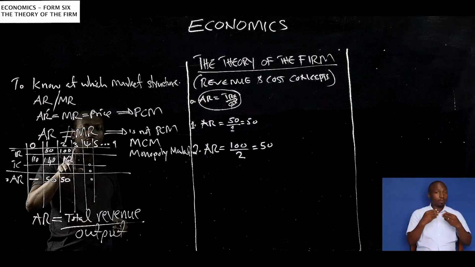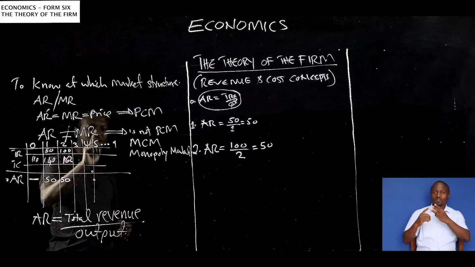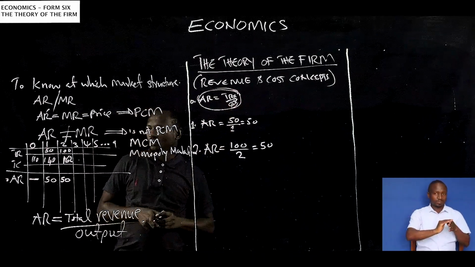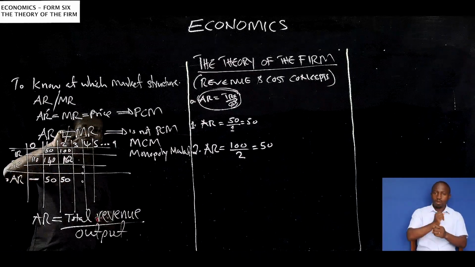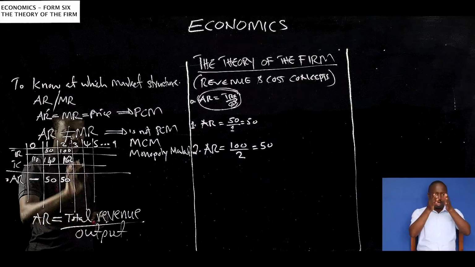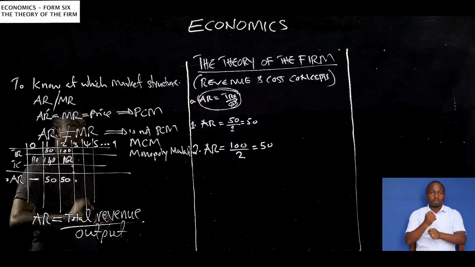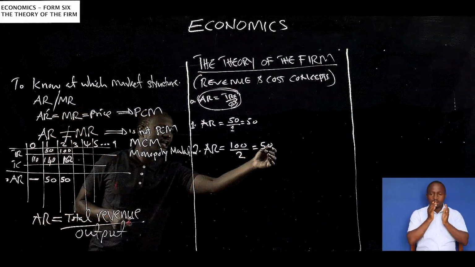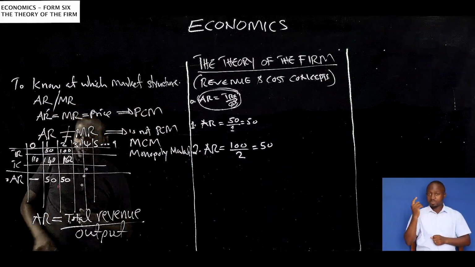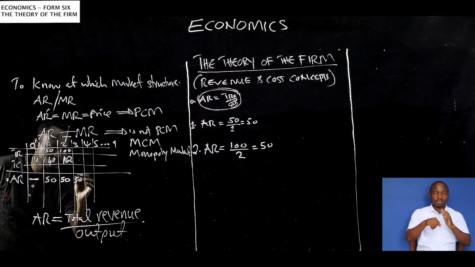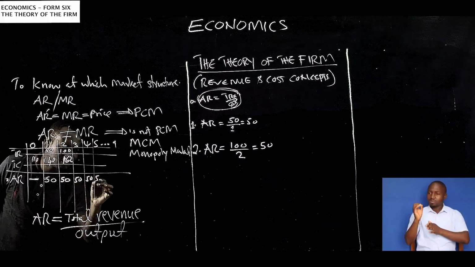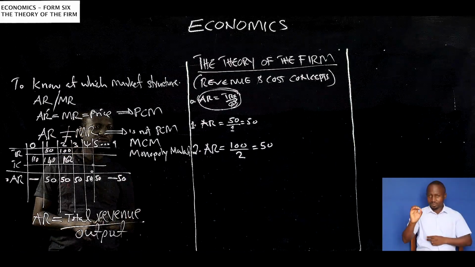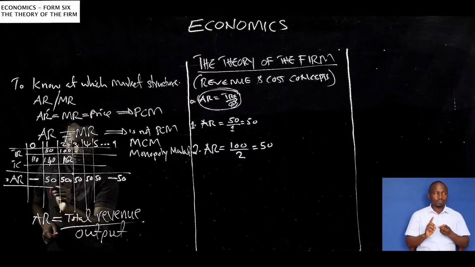At 3 output level, at 4, at 5, 6, 7, 8, up to 9, the same formula is applied. You take total revenue over output level at the corresponding stage, and you get average revenue. According to this question, all levels of output bring 50 average revenue. As you see in our solution, average revenue at 3 is 50, at 4 is 50, at 5 is 50, at 6 is 50, at 7, at 8, up to 9 is also 50. So here we have average revenue.